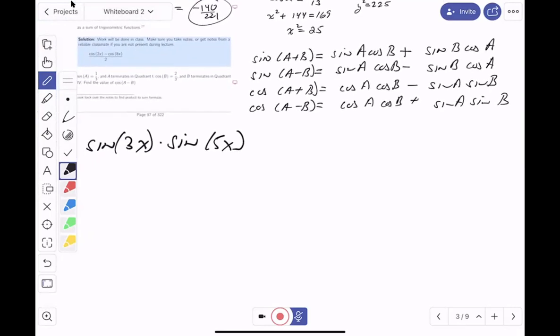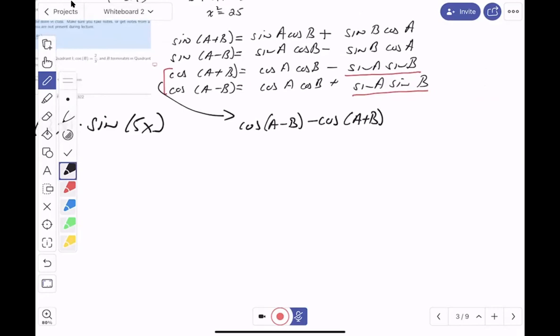I want to tell you I'm seeing products. And I want to tell you where I'm seeing those guys over here. I'm seeing it here. And I'm seeing it here. So I'm going to use these two here to write a formula down now. So what I'm going to do is I'm going to subtract them. I'll write this over here. Cosine A minus B minus cosine A plus B.